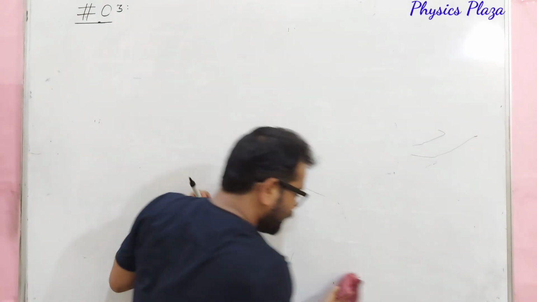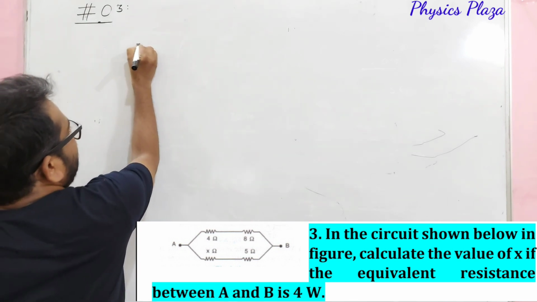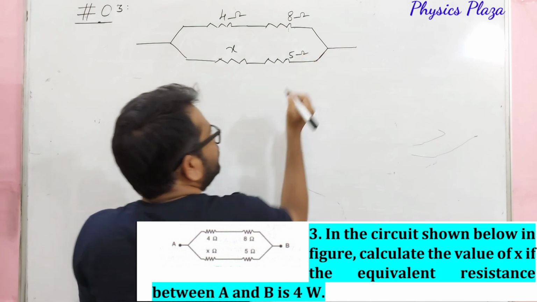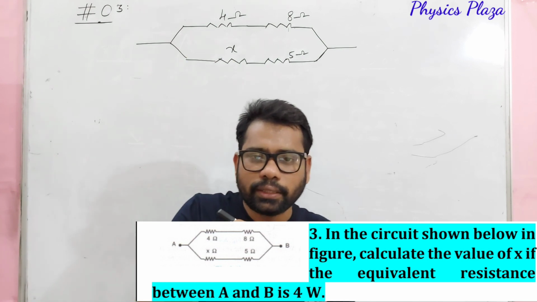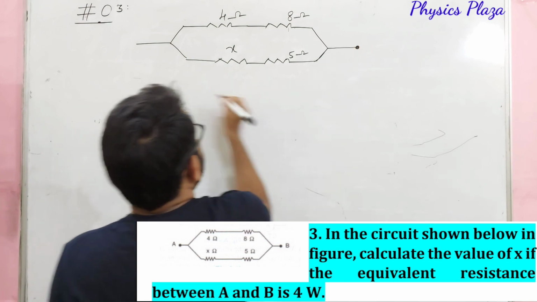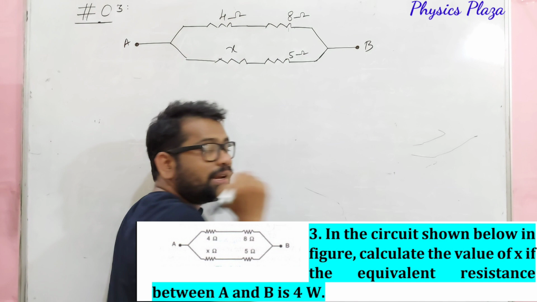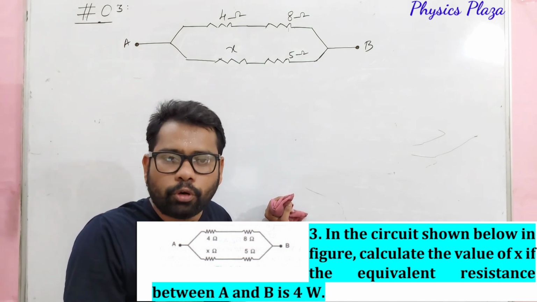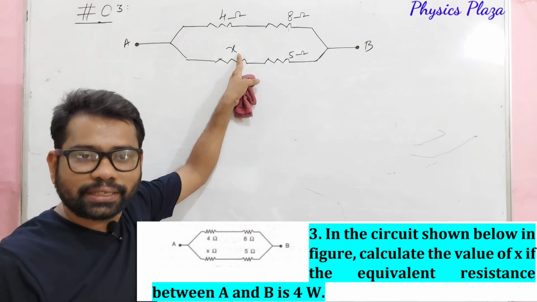Now we will be solving a numerical based on series and parallel combination of the circuit. Children, look here. The circuit is given like this. It is a 5 ohm resistor. So children, this is how the arrangement is set up. And now they are asking us to calculate the unknown resistance X. Across this combination, let us say it is AB, the net resistance is given as 4 ohm. Then they are asking us to calculate the X value.